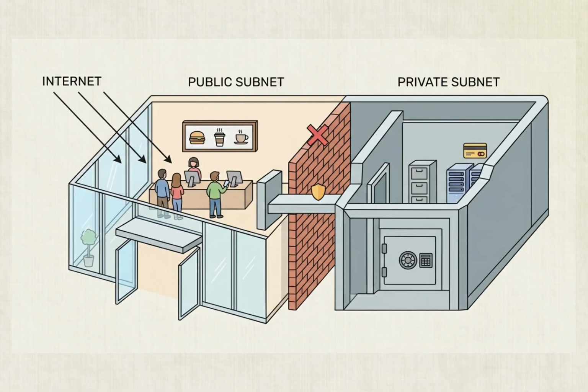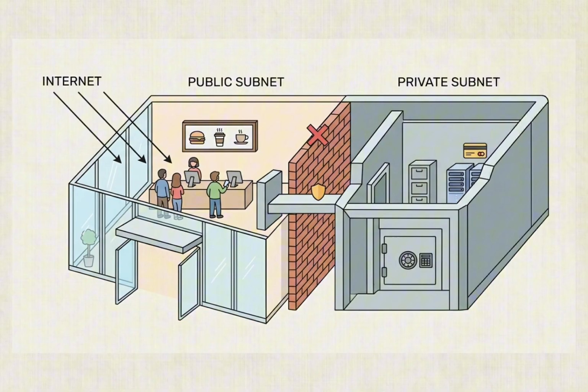Deep behind this lobby, we create a private subnet, which is our secure interior vault. This zone houses our historical driver payment records and credit card processing logic. They have no direct windows to the street, meaning uninvited visitors from the internet can never see them or touch them.